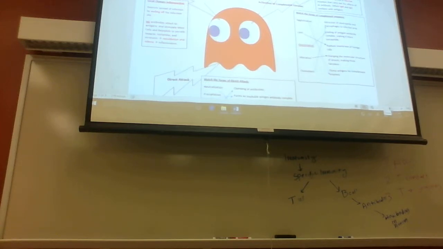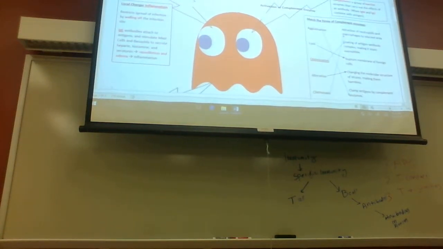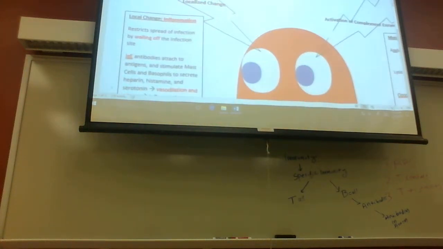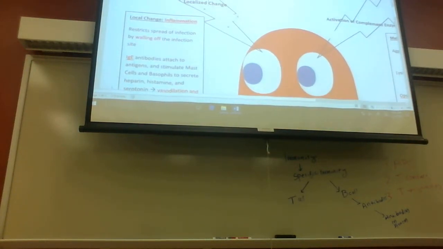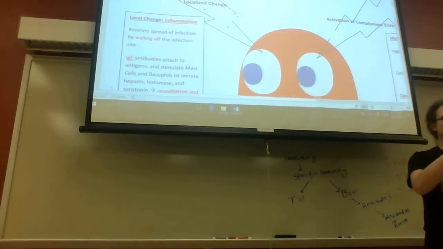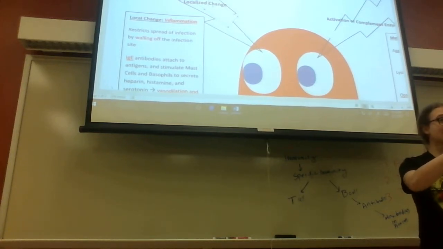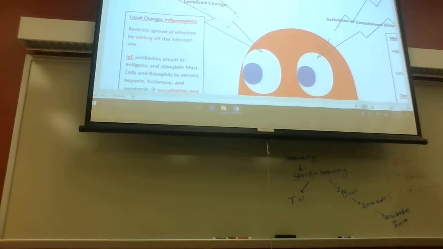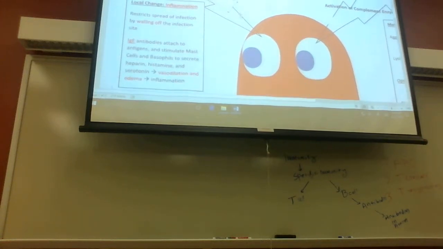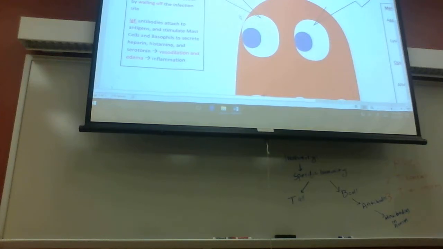So the first way your antibodies attack a pathogen is localized change. What is a localized change? Well, infection, yeah, but it's not called infection, it's inflammation. So inflammation, that is a local change. Local meaning at a certain area. It doesn't spread. Fever would be systemic. Local is inflammation. So it restricts the spreading of an infection by walling off the infection site.